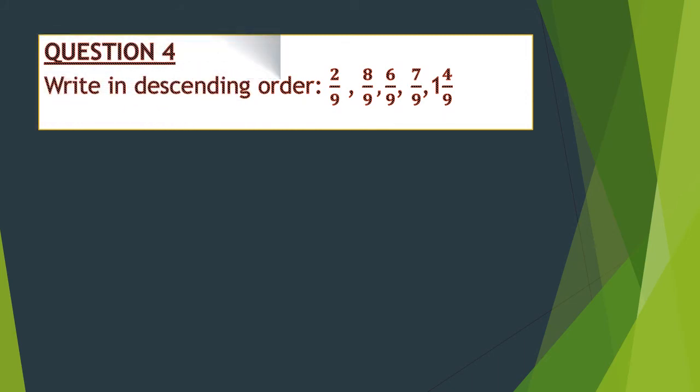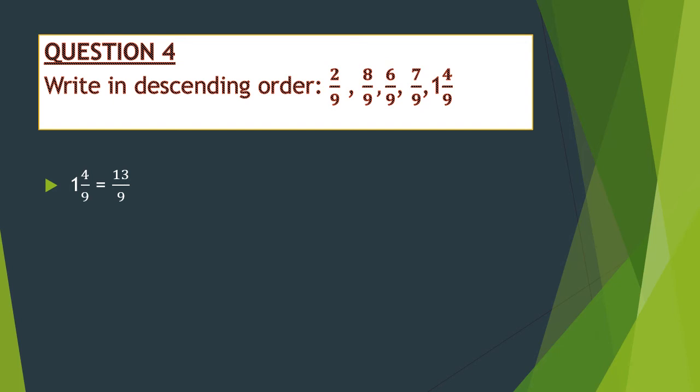Let us see with the help of a question. Write in descending order 2 upon 9, 8 upon 9, 6 upon 9, 7 upon 9, 1 4 upon 9. So first of all, we will convert this mixed fraction into improper fraction. So this 1 4 upon 9 comes out to be 13 upon 9.